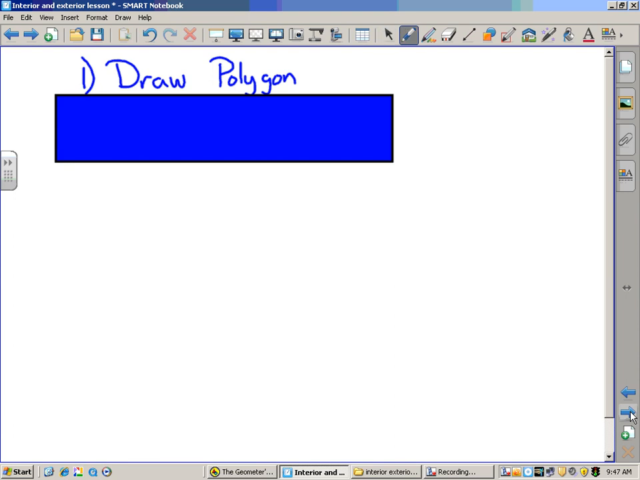Alright, I can't use my straight edge with my smartboard. I could use straight lines if I needed to, but I'm just going to freehand my polygon. I made a quadrilateral.